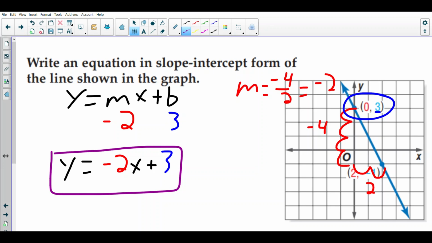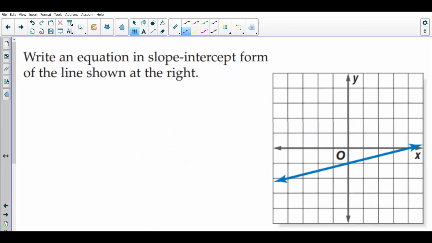All right. Let's do another one based on a graph. Well, this one, they don't give us the points, but we can kind of see where they intercept. So it looks like they intercept right there and right there. So let's count our slope first. Up 1, and then 1, 2, 3, 4. So our slope is rising 1 and over 4, so 1 over 4. And then our intercept looks like it's at 0, -1. So now we have our intercept of -1.